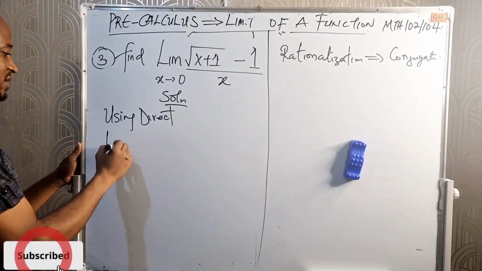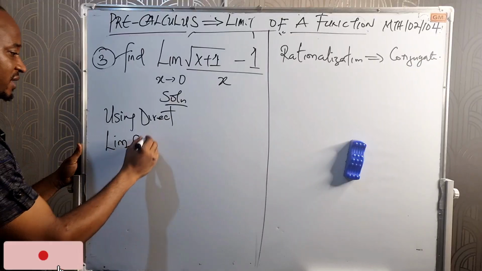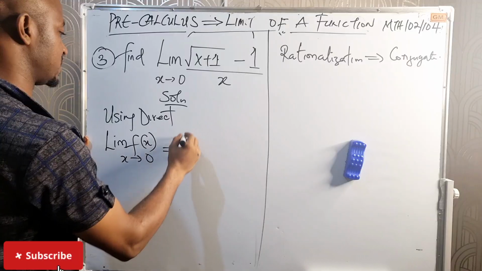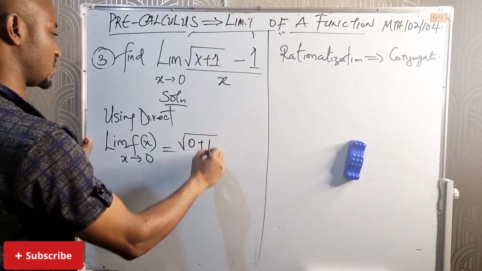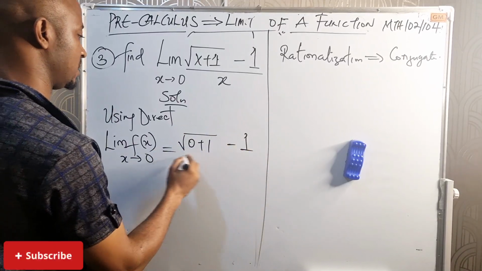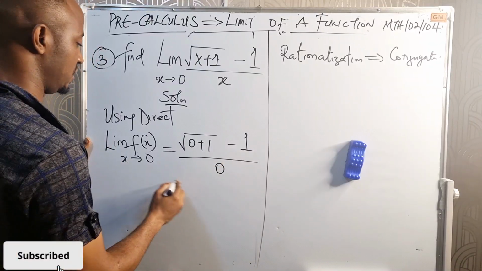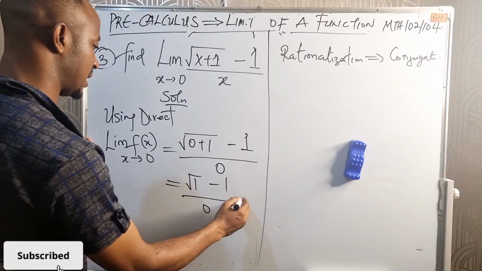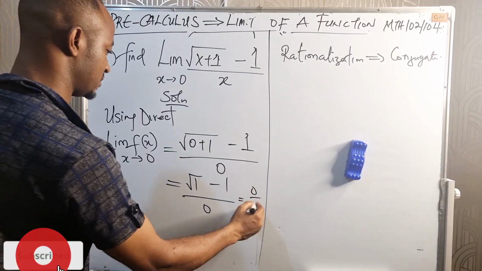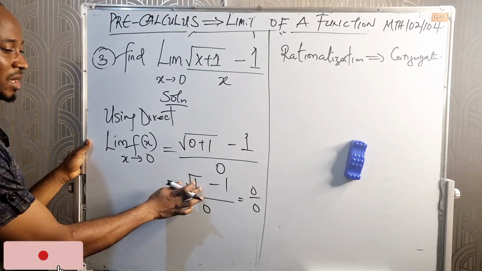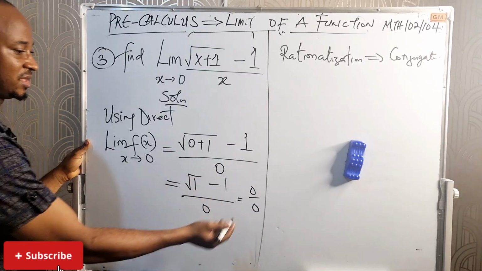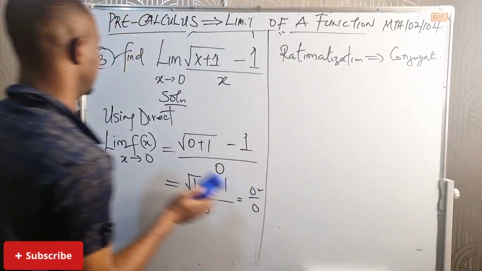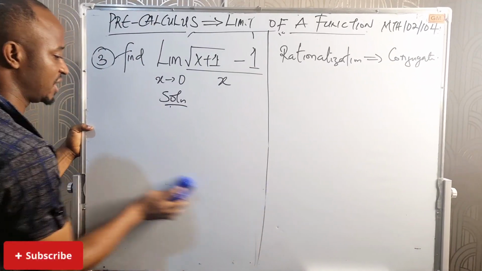So the limit of f of x as x approaches 0 becomes root of 0 plus 1 minus 1 divided by 0. The whole thing becomes root 1 minus 1 over 0, and that will give us 0 over 0. Root 1 is 1, so 1 minus 1 is 0, over 0. We have 0 over 0. So we have an indeterminate form, right? Then after trying this, the next step is to use any of the methods I mentioned.